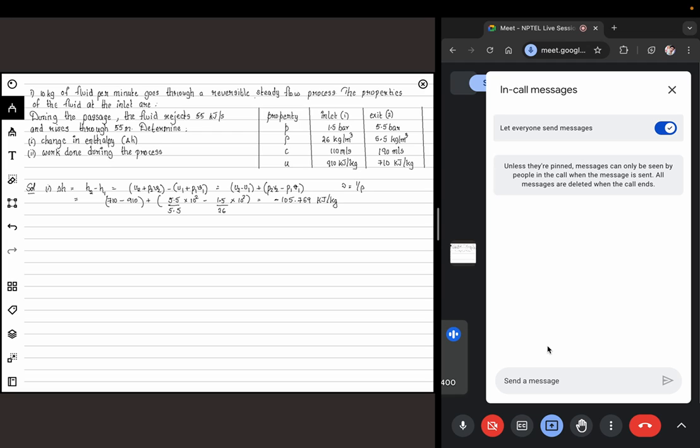If you want to calculate the total change in enthalpy, you already know the mass flow rate, m dot, is given. So m dot is 10 kg per minute. So the total change in enthalpy per unit time, I'm denoting with H dot. H dot is m dot times delta H.